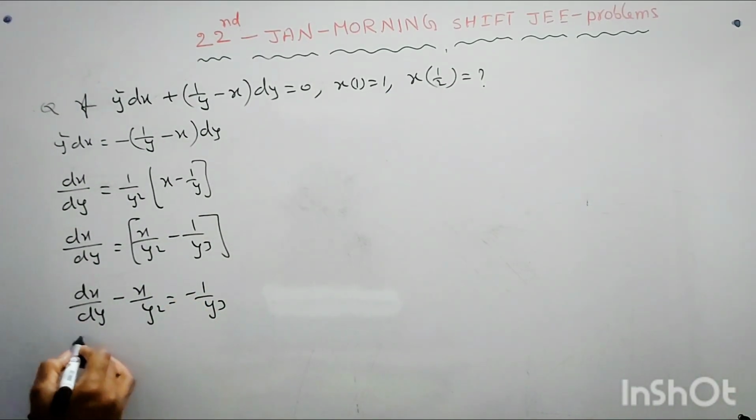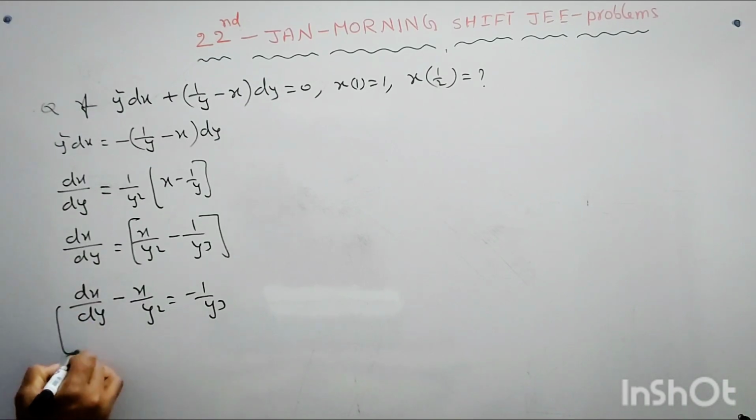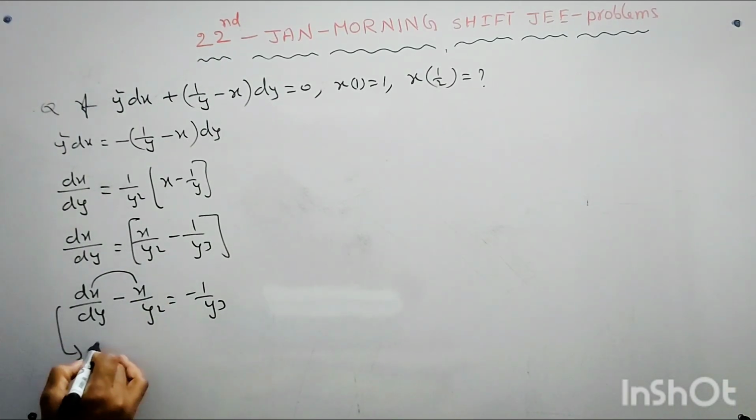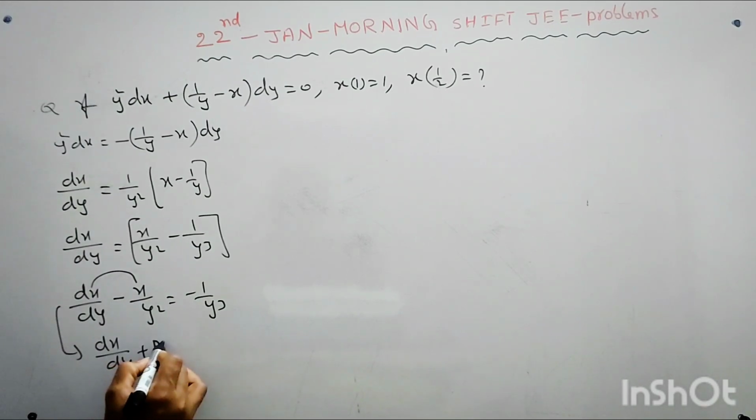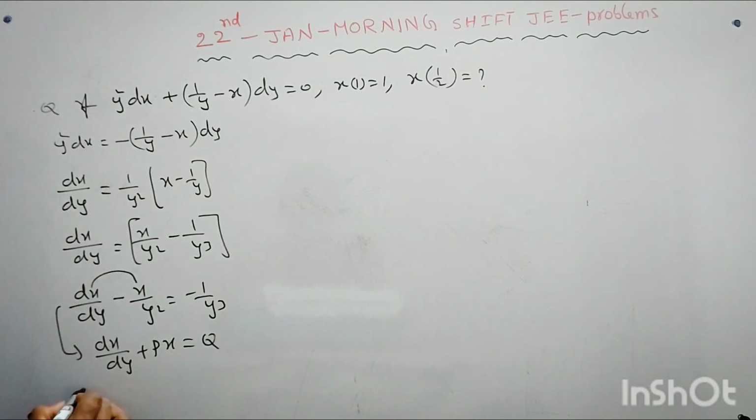Now I'm going to write this step in the form of dx by dy plus px is equal to q. What is the p value? Here the p value is minus 1 by y square. The value of q is minus 1 by y cube.